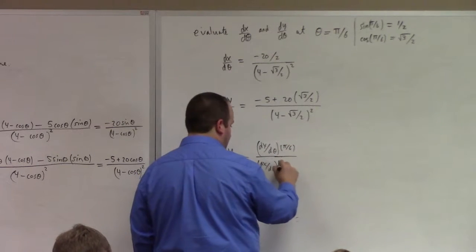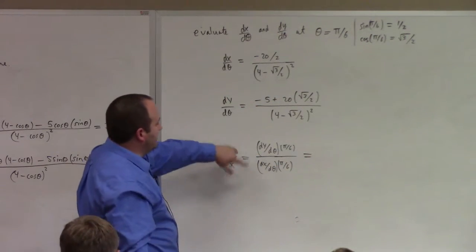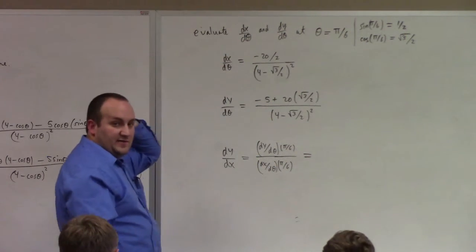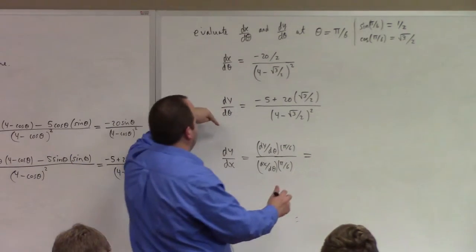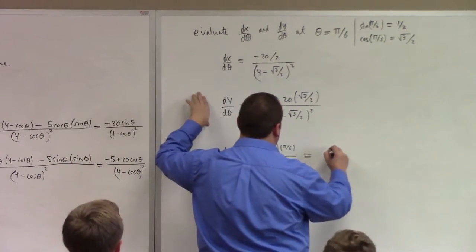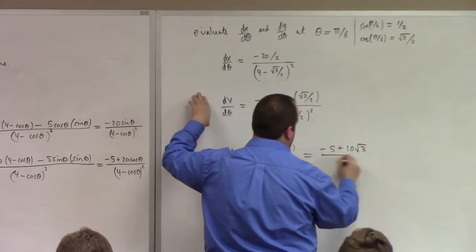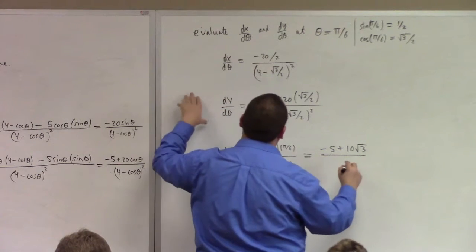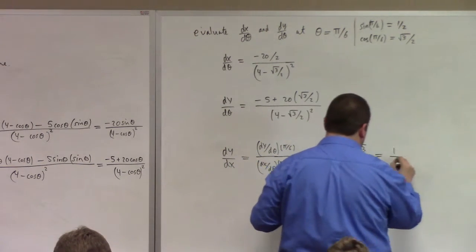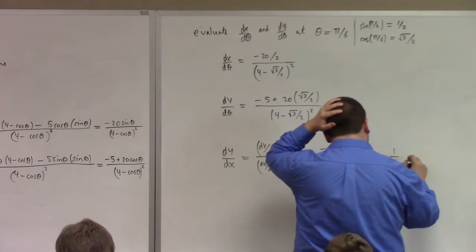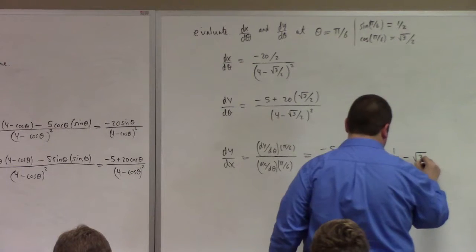And if you look at that, you see what happens is when I form this quotient, the denominators just cancel. So who cares what that number is? They cancel out, right? And you just get dy d theta, which is like minus 5 plus 10 root 3 divided by, looks like minus 10. So I get 1/2, looks to me like 1/2 minus root 3 as my slope.